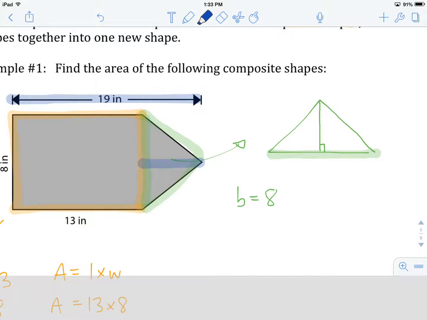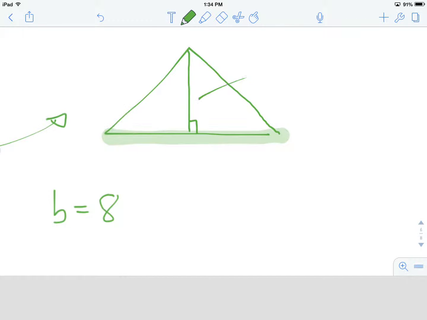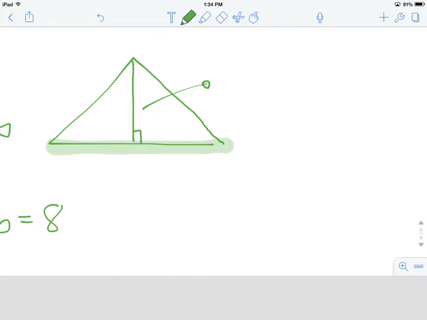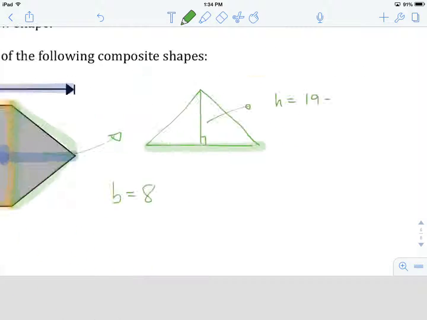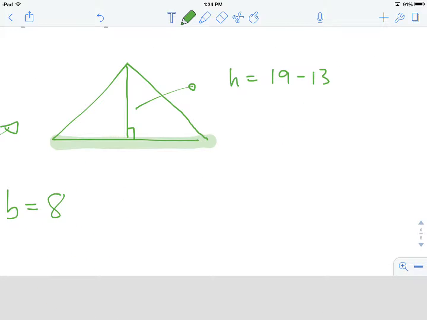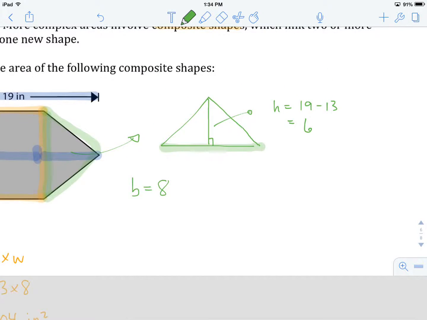The way to figure this out is to take 19, which is the total distance, and subtract this little piece here that we know, which is 13. So we can say here that our height is going to be equal to the full length minus that little piece that we do know, which is 13, giving us a height of 6. So there's our 2 variables. We have a height of 6 and a base of 8.